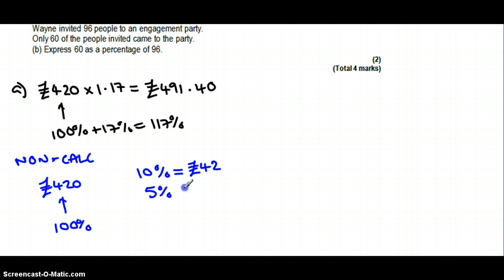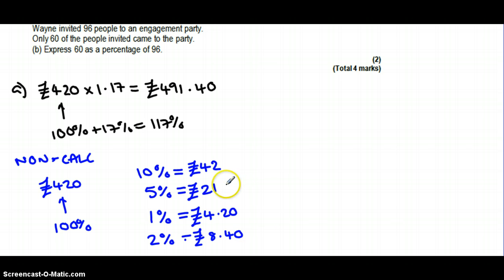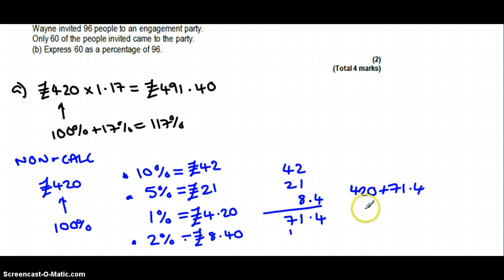We can work out 5%, which will be half of that again, which is £21. We could easily work out 1% by dividing our 10% by 10 again, which is £4.20, and 2% means we have all the bits we need to make up 17%, because we can do the 10, the 5 and the 2. So if we add those together, we end up with 71.40 is the 17%, and then if we just add that on, we end up with £491.40, and that's the non-calculator method.